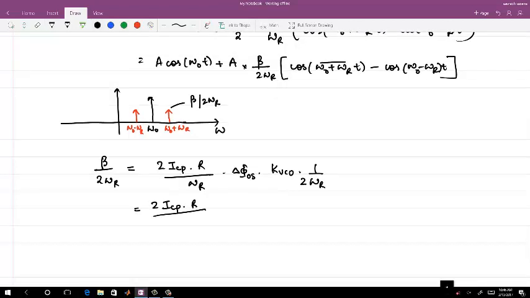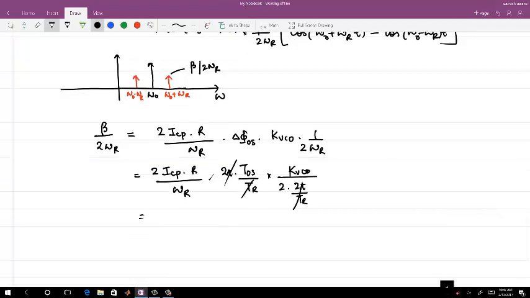as omega r times 2 pi delta t, sorry, 2 pi t offset by tr. Okay. And 1 by 2 omega r is nothing but 2 into 2 pi by tr, and you have KVCO. So you see something will cancel out, 2 pi by tr, 2 pi by tr. So you have ICP r by omega r times T offset times KVCO by 2.